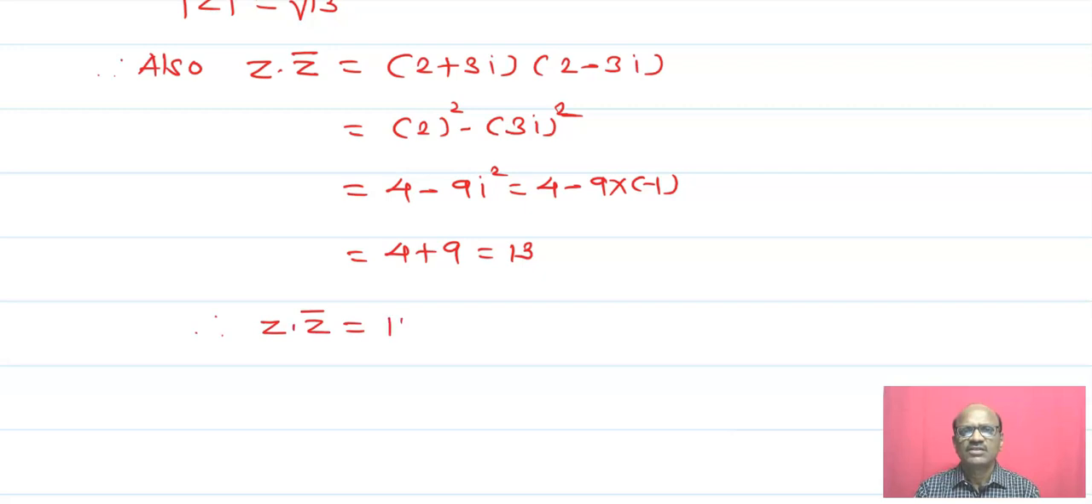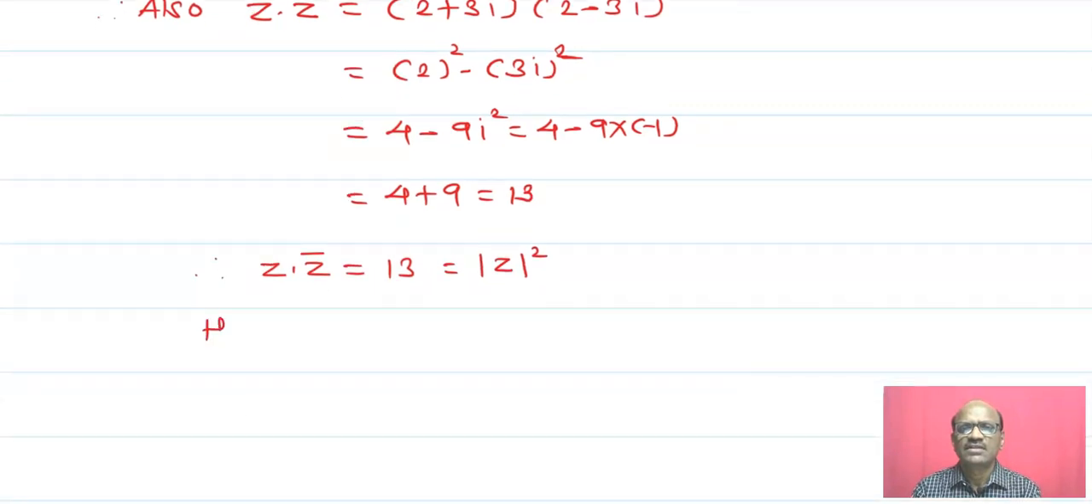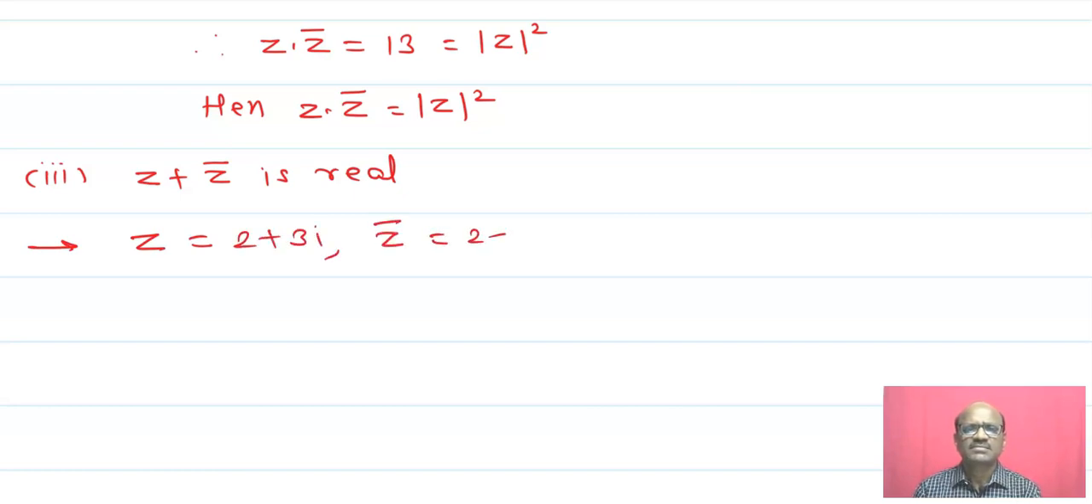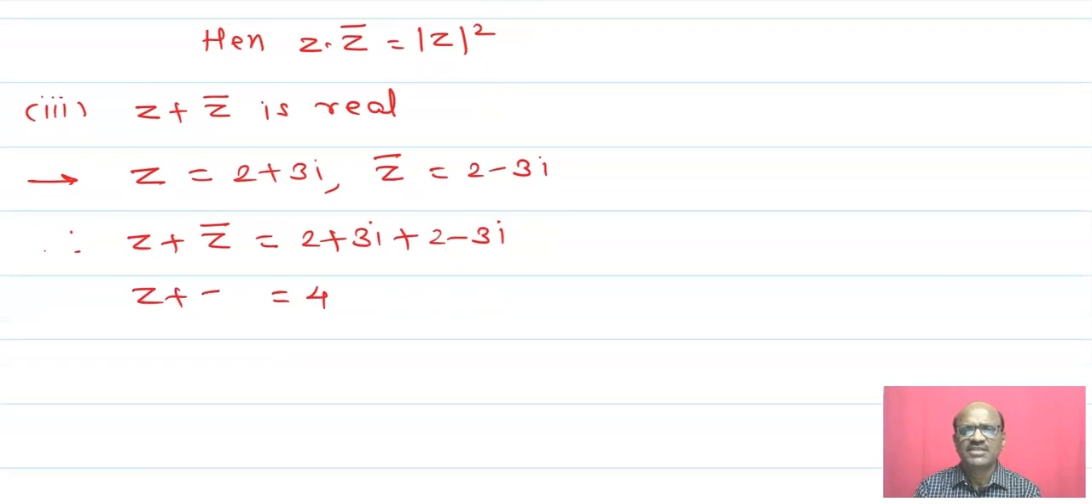That is z dot z bar equals 13, that is nothing but the mod of z square. Hence proved. Next, z plus z bar is a real number. That's very clear: z means 2 plus 3i and z bar means 2 minus 3i. Add these two terms: 2 plus 3i plus 2 minus 3i, the 3i and minus 3i get cancelled. That is 4, a real number, and it is proved.